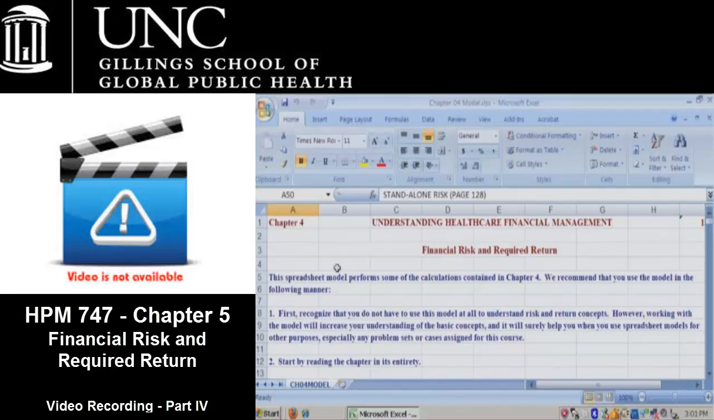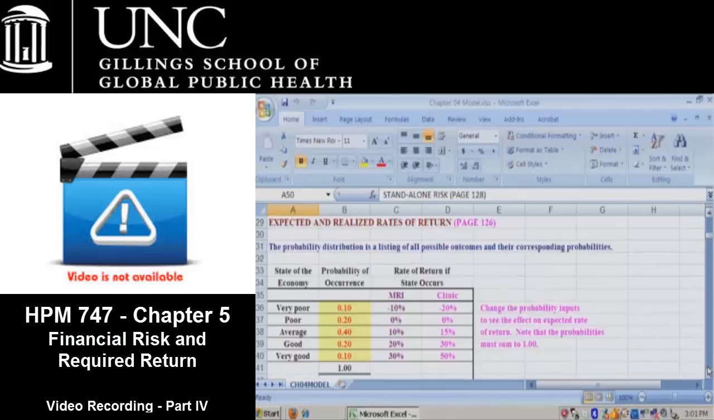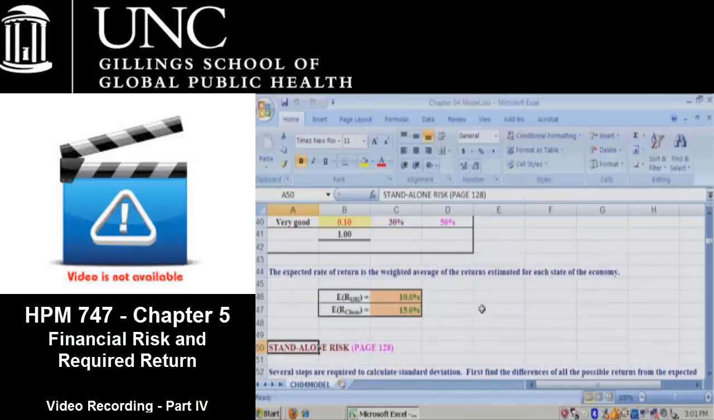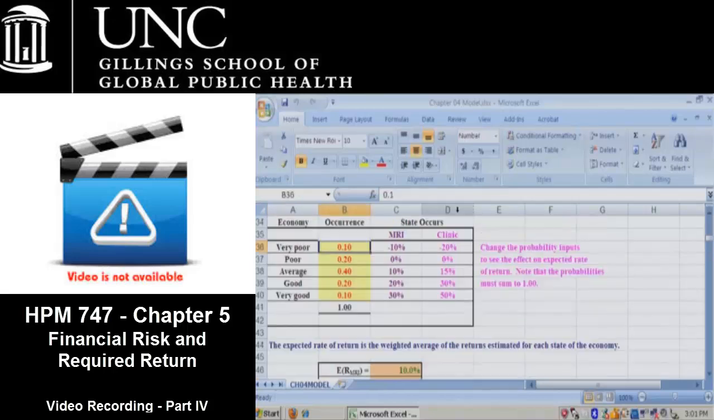Okay, so Excel is much friendlier than it used to be when we had to use a regression-based model. Now there's a nice simple little function. This is just calculating expected and required rates of return. I want to make one specific point here. You'll notice that the probabilities are on the screen here. This is not very big. Let me blow it up.